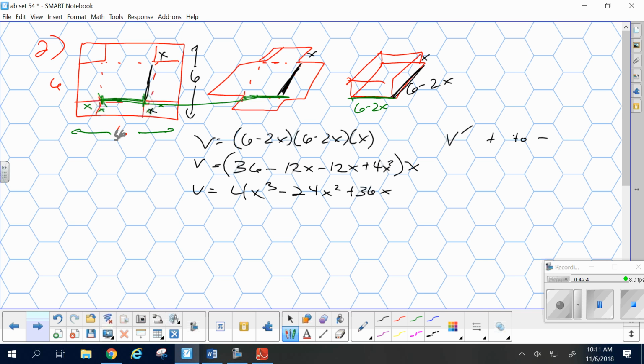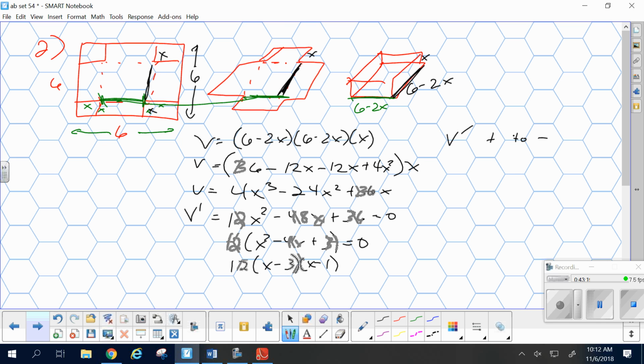Anyway, V prime, are you on your way or should we continue? Continue, okay. Find the critical numbers. Let's take out a 12, shall we? Come on, this is soft. This one, unlike the one on the homework two nights ago, did factor. You had to do the quadratic formula on that one, right? This one does factor. The critical numbers are x equal to 3 and 1, yeah?